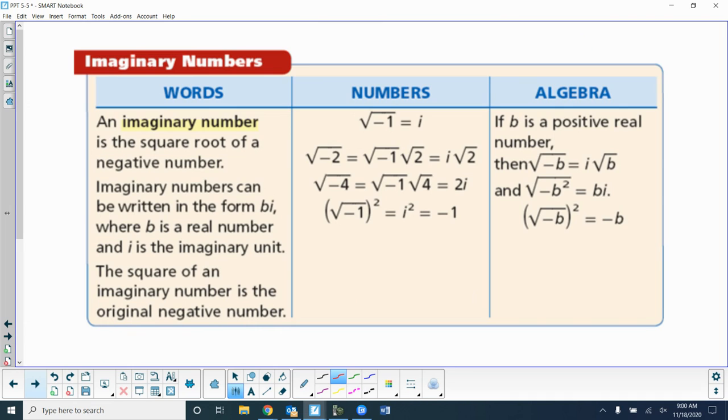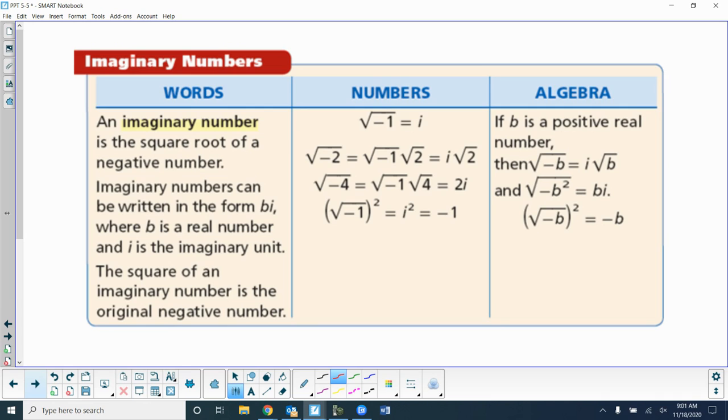So, an imaginary number is the square root of a negative number. Imaginary numbers can be written in the form bi, where b is a real number and i is the imaginary unit. The square of an imaginary number is the original negative number. So they did a couple. The square root of negative 2 is the same as the square root of -1 times 2, which is i times the square root of 2. The square root of -4 is the square root of -1 times the square root of 4. The square root of -1 is the i, and the square root of 4 is the 2, so it's 2i.